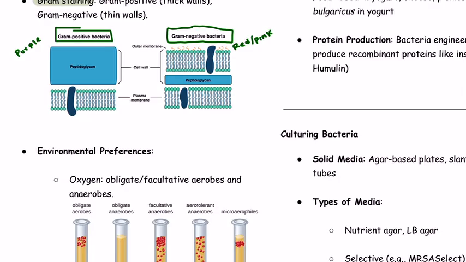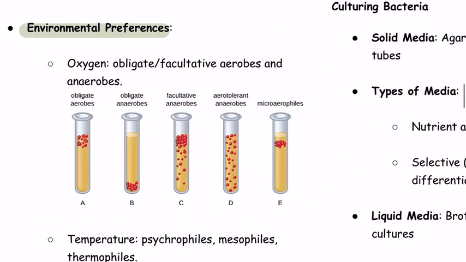All right, bacteria are going to have some specific environmental needs. This one up here is talking about the oxygen needs of bacteria. If they are obligate aerobes, they're going to be found towards the top of this test tube because they're going to want to be around oxygen. If they're obligate anaerobes, which don't want to be around oxygen, they're going to be at the bottom. Facultative, they're okay with either. And those are really going to be the three big ones.